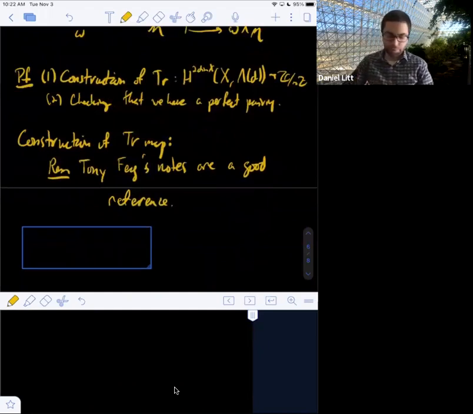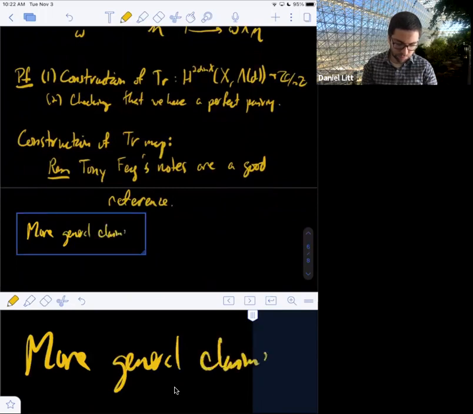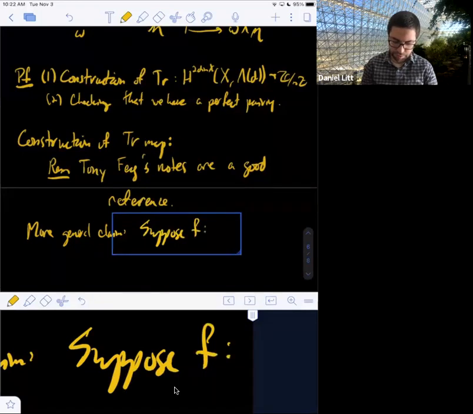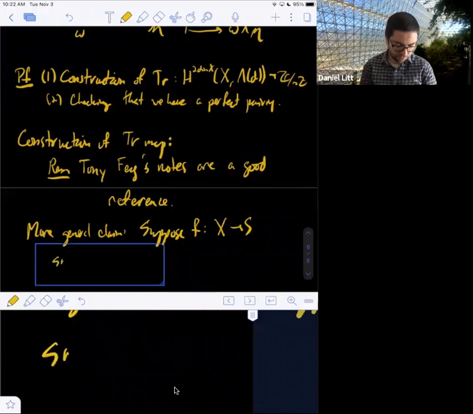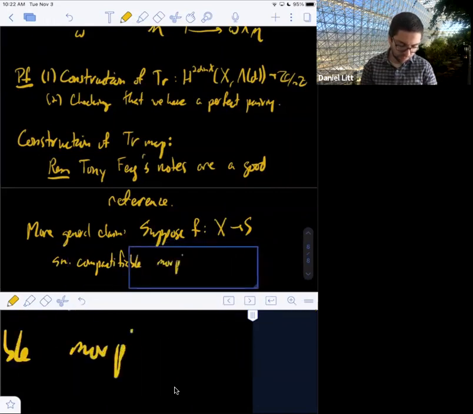Okay, so I'm actually going to prove a more general statement. So, more general claim: there's going to be a canonical map. Let me do the setup here. Suppose f from X to S is a smooth compactifiable morphism with geometrically connected fibers.